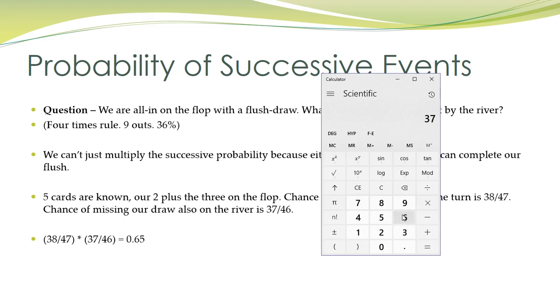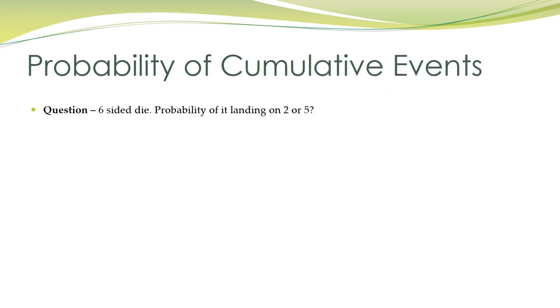37 divided by 46 is our second probability. And we're going to multiply that by the value stored in our memory, so I'm going to use MR for memory recall. Go to equals: 0.6503. So you can see if we rounded that to 2 decimal places, it would be 65.03%. Let's move on to our next example now, where we'll talk about the probability of cumulative events.